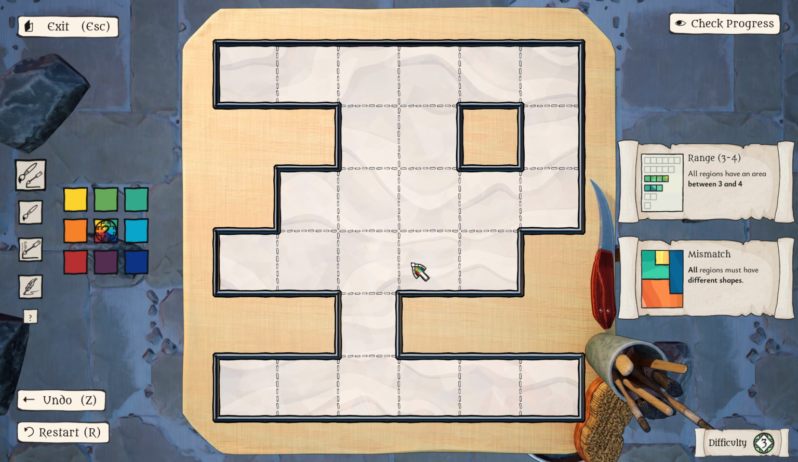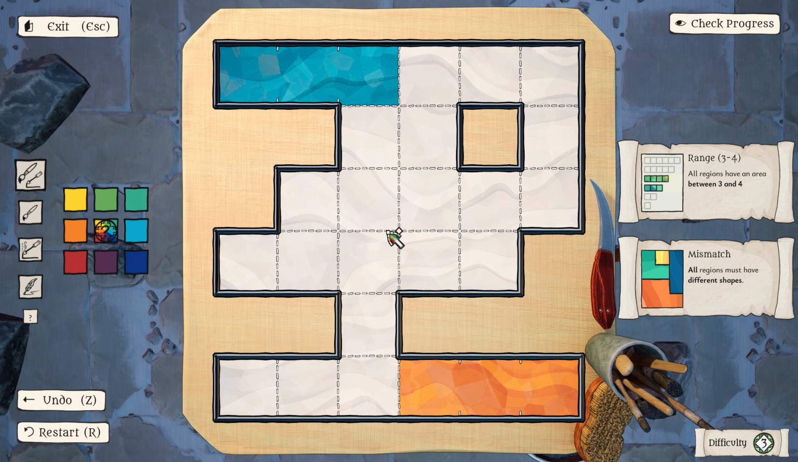Range 3, 4, all must be different. That has to come to at least there. All regions must have different shapes. Somebody made this observation in a previous puzzle. Thank you so much to whoever it was who did this. Our range is between 3 and 4. That means within this puzzle, there is a single 3 long line and a single 3 chevron. Everything else has to be a different shape of 4.